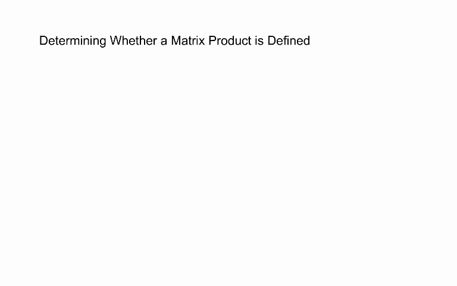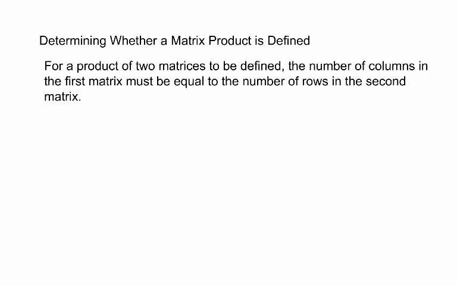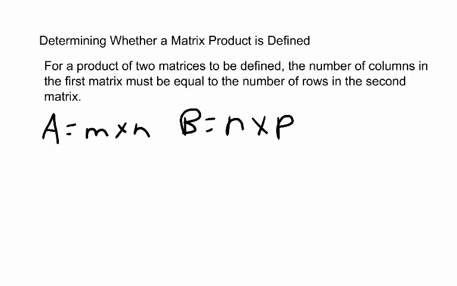In this video, we're going to talk about how to determine whether a matrix product is defined. For the product of two matrices to be defined, the number of columns in the first matrix must be equal to the number of rows in the second matrix. In other words, our A matrix must be an m by n matrix, while our B matrix must be an n by p matrix. The number of columns in the first matrix must be equal to the number of rows in the second matrix.